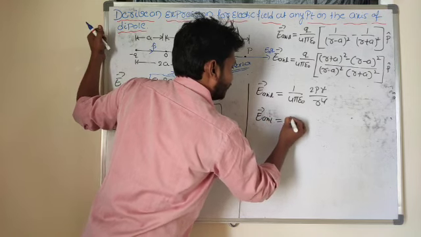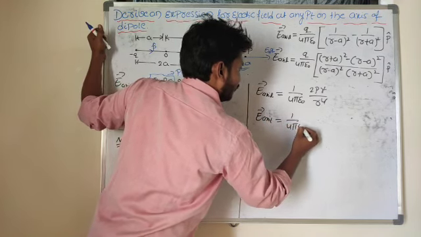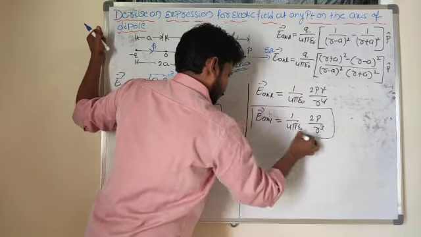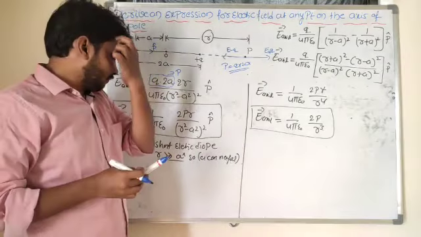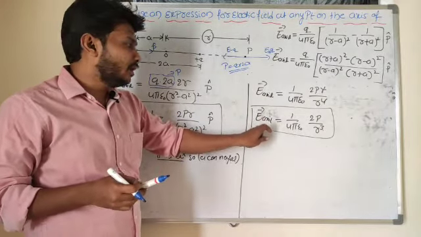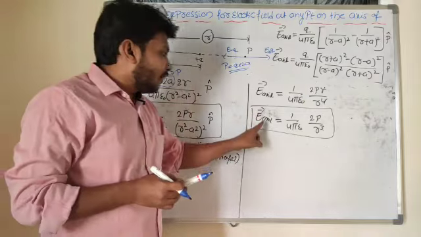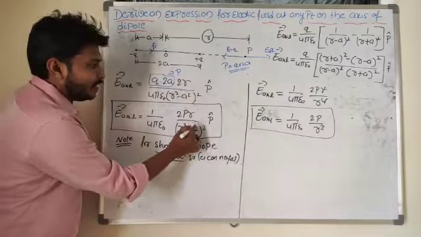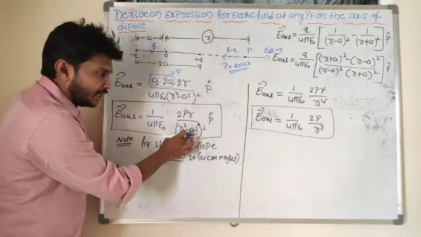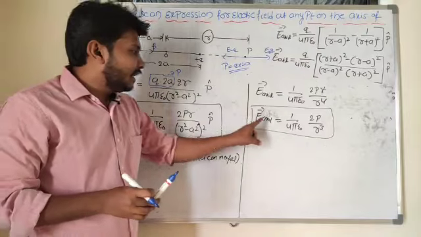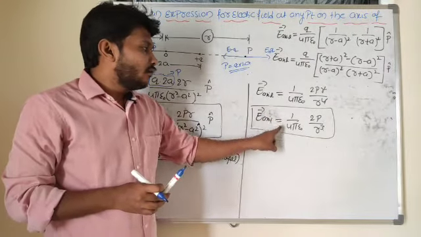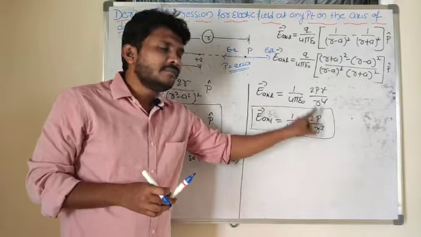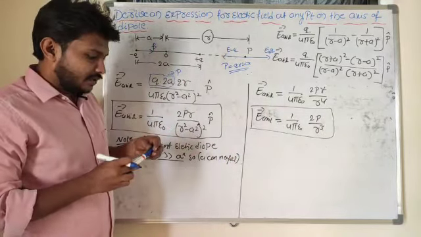Electric field at axial is 1 by 4 pi epsilon naught 2p by r cube here. So look at here, what is the equation for electric field strength due to a short electric dipole? For a short electric dipole, r value is very much greater than a, so a can be neglected from this main equation. If you neglect a value, the electric field at axial line for a short electric dipole is 1 by 4 pi epsilon naught 2p by r cube here. So hope you understand this one.